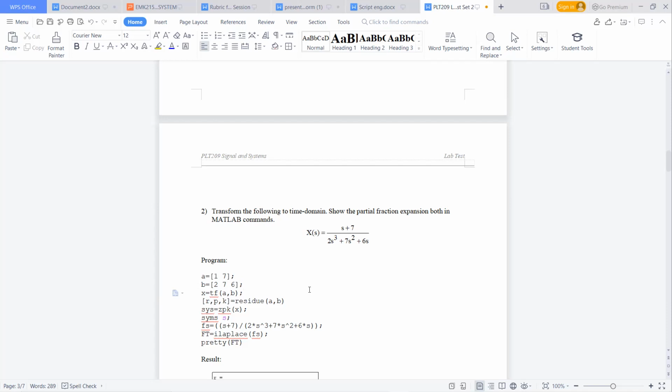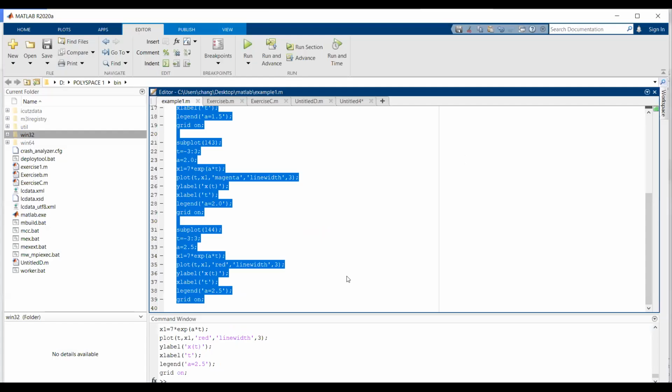which is 2, 7, 6, and the last is 0. For the number of 0, we can choose to write or not to write it, as it will not change the final answer that we get. So for f of t, we are going to do the inverse Laplace transform, where we will get the r, p, and k for the inverse Laplace transform.